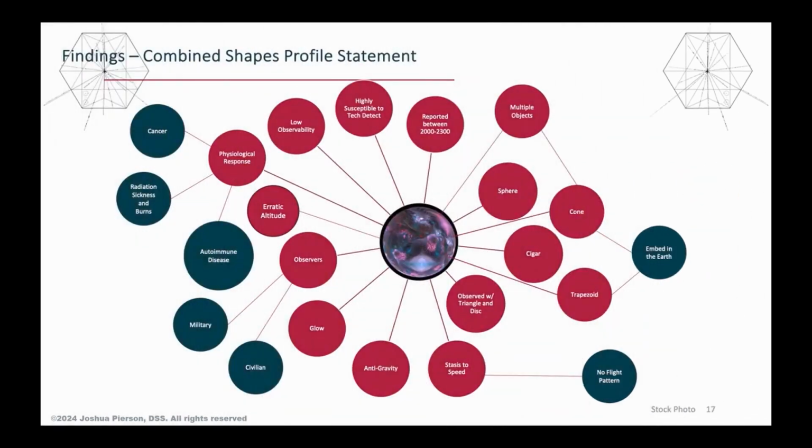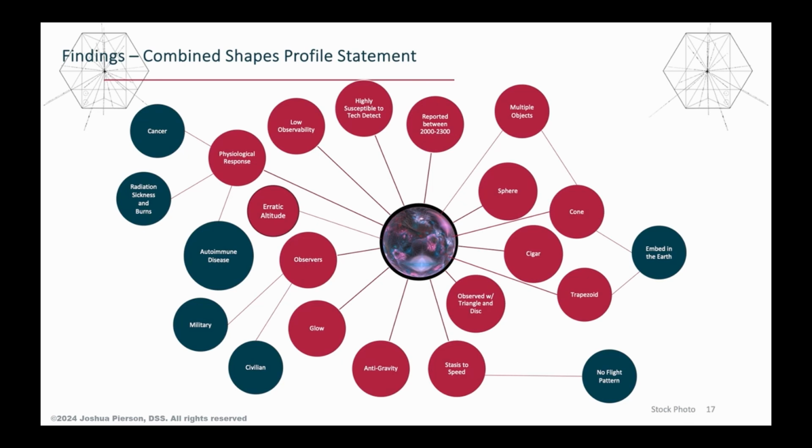Based on the reporting metrics, I combined the other shapes into one category to build an effective understanding of what signatures the various other shapes exhibit. These shapes range from spheres, cones, and cigars to trapezoids, squares, and cubes. An interesting finding that emerged is that cones and trapezoids were deployed and embedded in the Earth. Study into these locations did not reveal any objects embedding in the Earth, however.